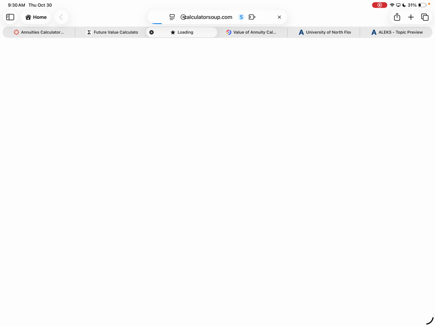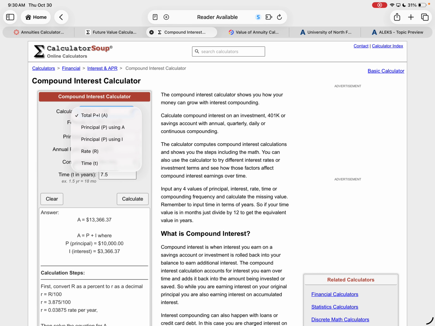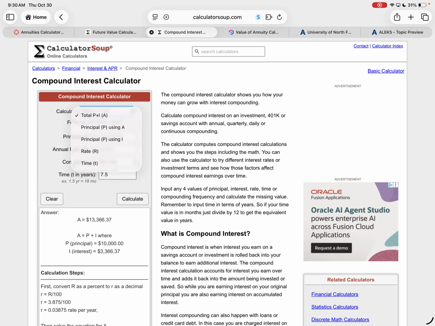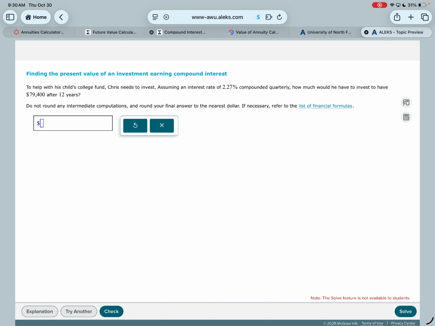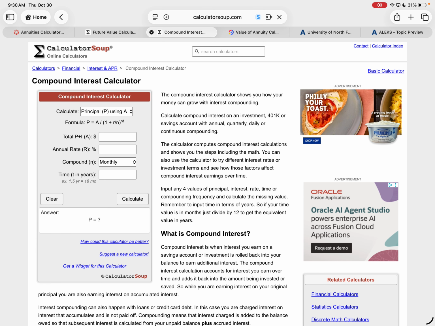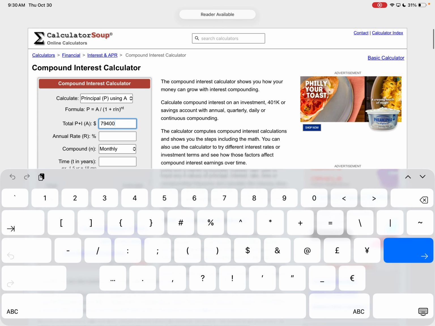That is there on Canvas for you. So we are trying to figure out how much he needs to start with. So we want to find the principal using the ending amount, which is A. I kind of feel like we did a very similar problem like this last week. 79,400. This section is very calculator heavy, so we will do a lot of stuff with the calculator.